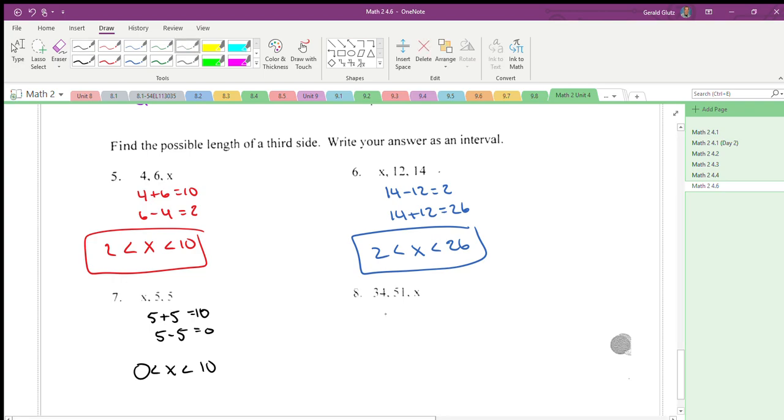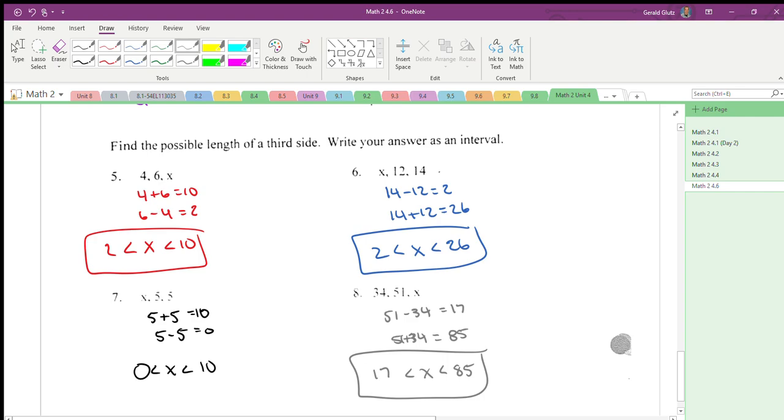And then finally, 51 minus 34 is 17, and 51 plus 34 is 85. So x would have to be in between 17 and 85. Box this answer up. And that's it.